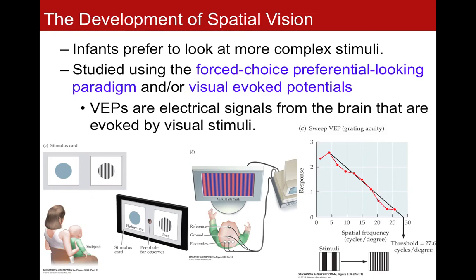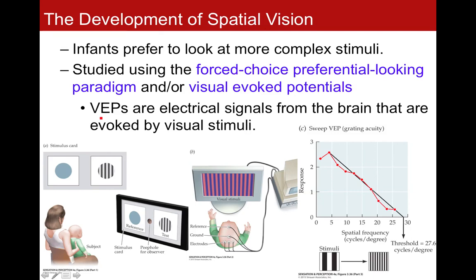In terms of developing our spatial vision, infants tend to look at more complex stimuli. They don't just want to look at a circle; they want to look at a circle with gratings in it. This can be studied by using the forced choice preferential looking paradigm and visual evoked potentials, using EEG while they're looking. So this is definitely a behavioral response that we can measure experimentally.